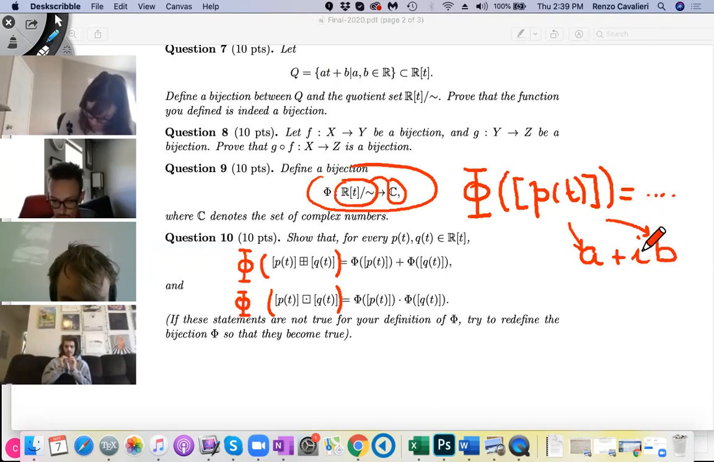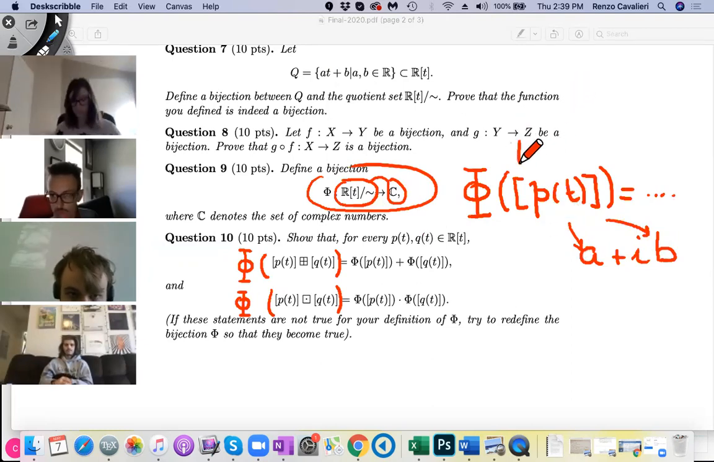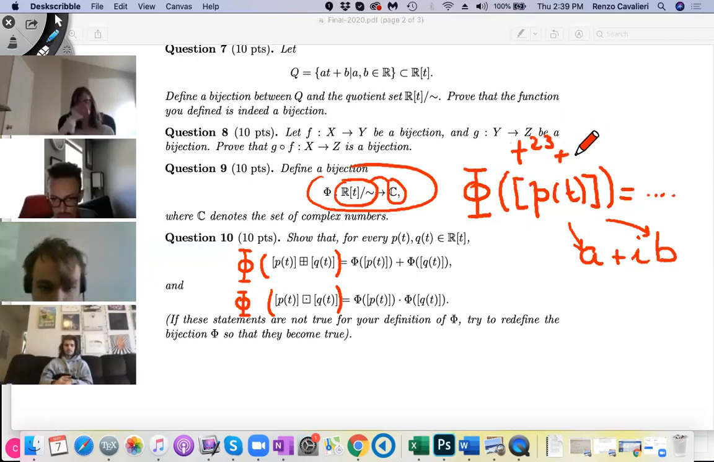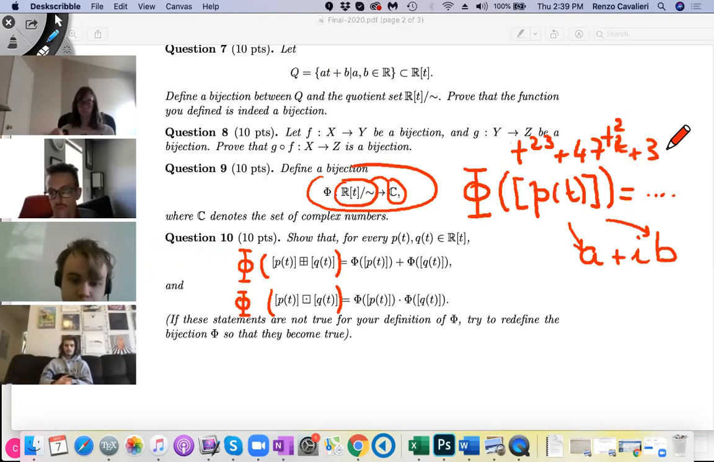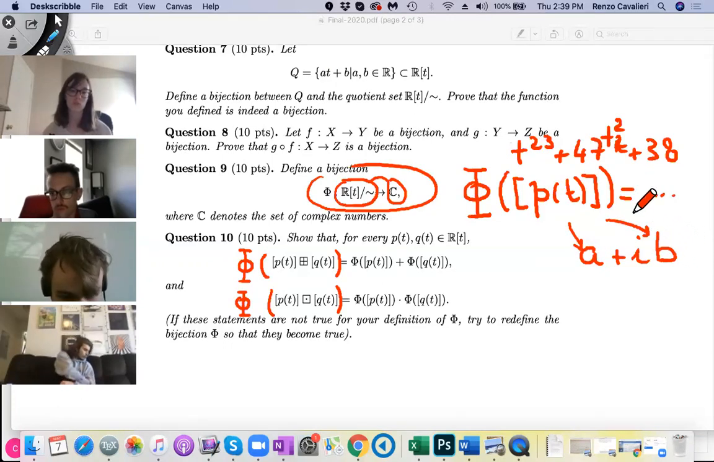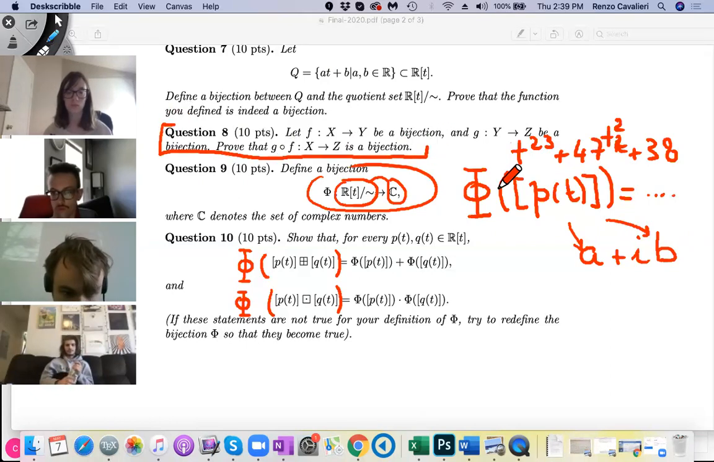Okay. And now the reason, this might seem a little bit weird, right? Because if I give you the polynomial, t to the 23 plus 47t squared plus t squared plus 38, how do you come up with an a and a b, right? But here's where I'm hoping that question 8 can help, right? Because you're supposed to give me a bijection between this quotient set and the complex numbers. And in question 7, you've already given me a bijection between this quotient set and this set Q.